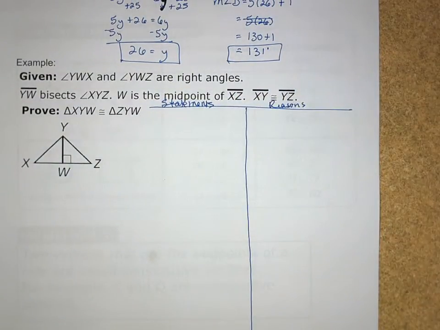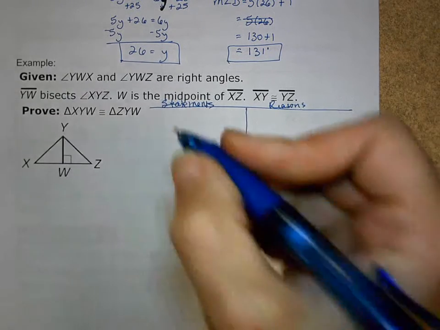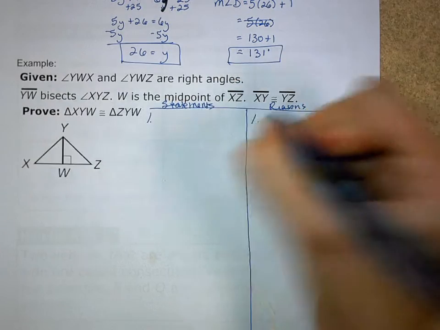So remember, we always want to make sure we mark up our givens and write stuff down that we have, okay? So we're supposed to prove that triangle XYW is congruent to triangle ZYW. So that means we want to make sure everything matches when we do this. So the first thing we always start with is our given.